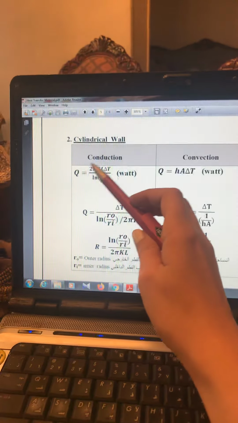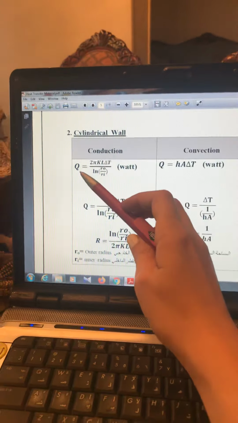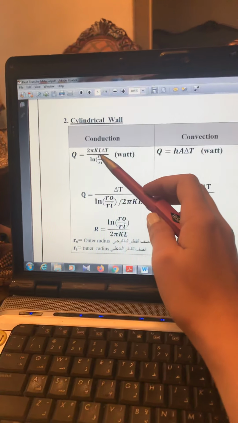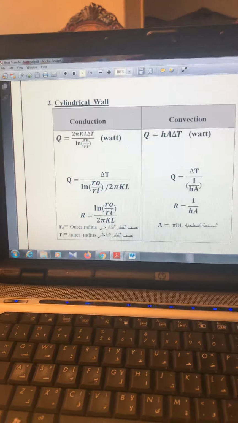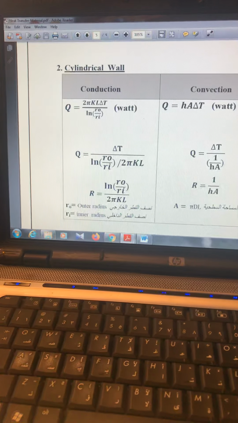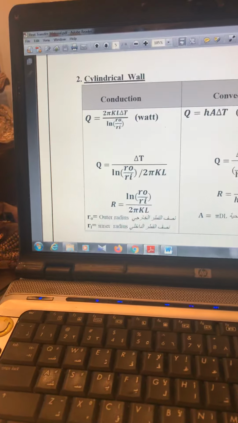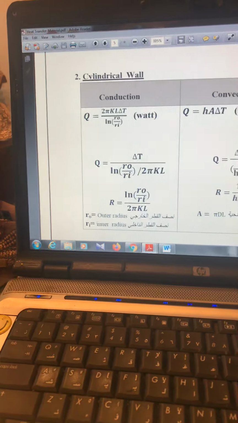We got the conclusion for the conduction equation: Q equals 2πKLΔT, where K is the constant for the conduction, L is the length of the cylinder, and ΔT is the temperature difference between inside and outside, divided by ln of the outer radius over the inner radius. And if you want to calculate the resistance in case of conduction, this will be the rule: ln(R outer / R inner) over 2πKL.